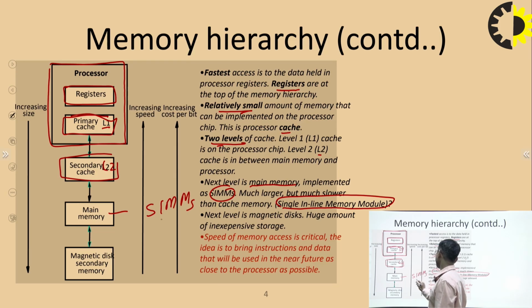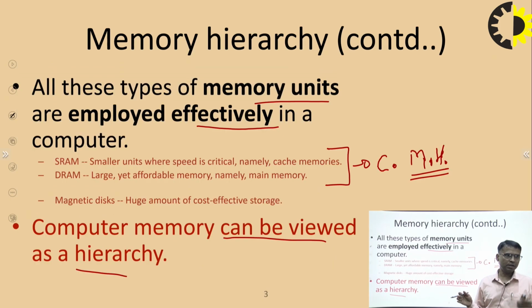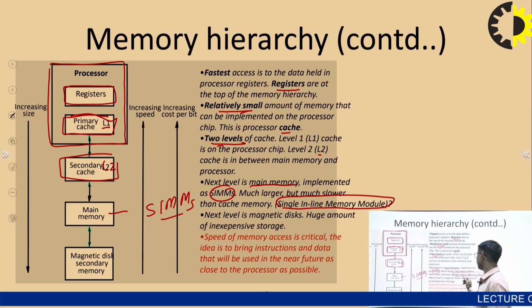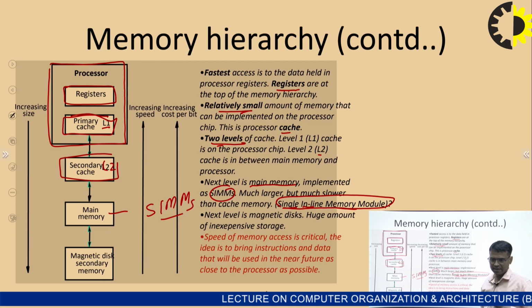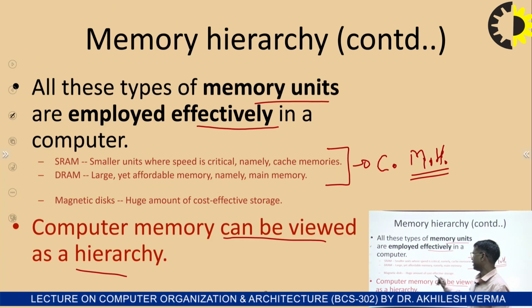So basically it is a large space of SRAMs and DRAMs. In particular, we can say they are dynamic RAMs, which are arranged in an organizational manner that is called single inline memory modules. So many memory modules are connected in a line. There is a single line of modules of particular memory chips. It can be dynamic RAM.